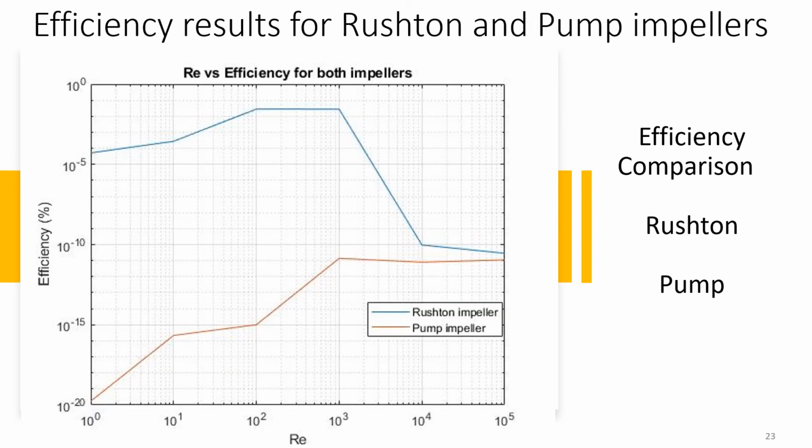As shown in the figure, the efficiencies for both impellers are very small. Therefore, the energy expenditure is considerable. Even so, the Rushton impeller allows reducing this cost, even for higher Reynolds numbers, as shown in the figure.